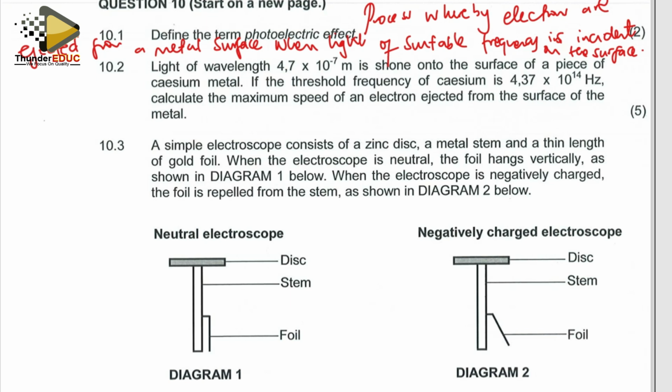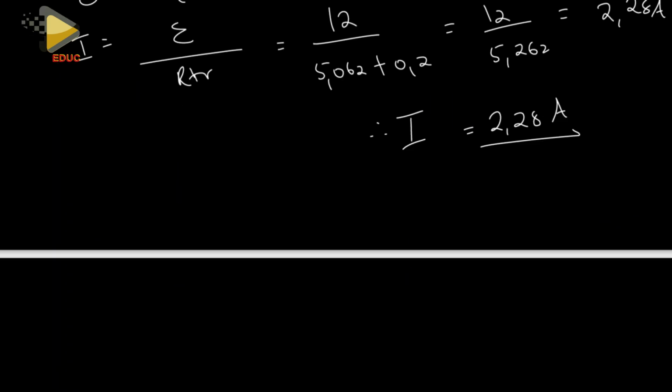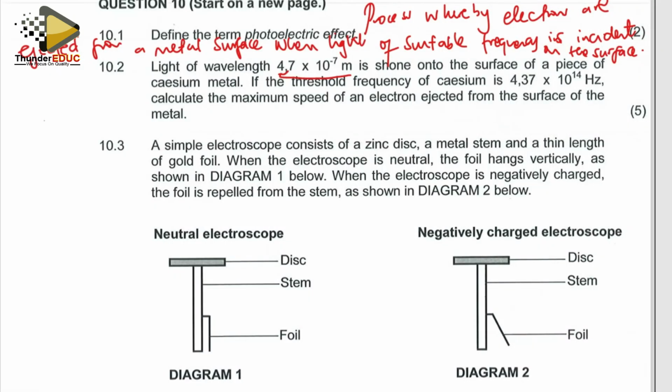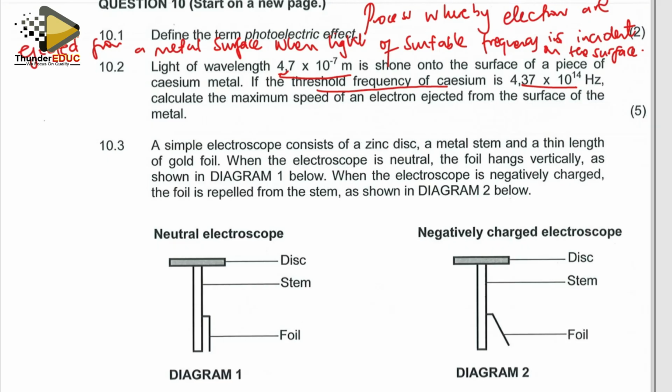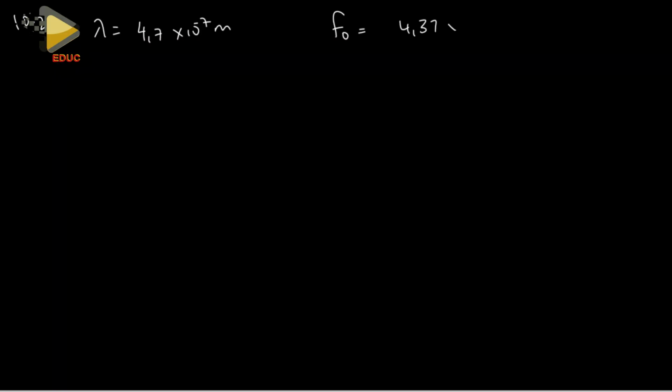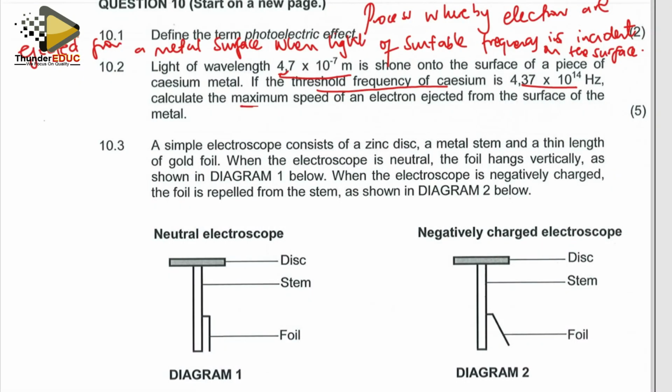10.1. Light of wavelength 4.7 times 10 to the negative 7 meters is shone on the surface of this metal. The threshold frequency, f naught, is 4.37 times 10 to the 14 hertz. Calculate the maximum speed of the electron ejected from the surface.